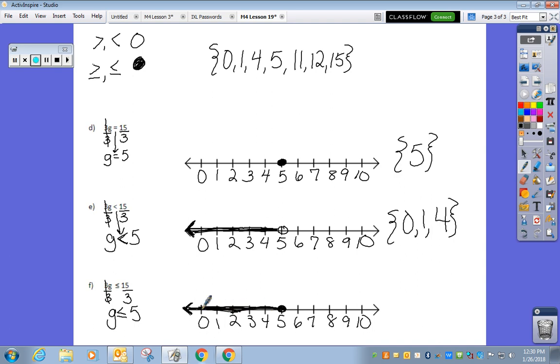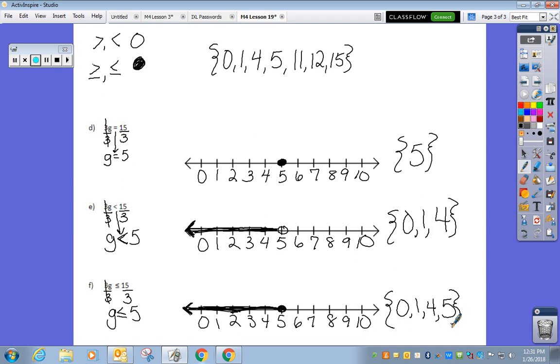Okay, so now in my set of numbers, I'm looking for any number that is less than or equal to 5. So it can include 5 this time. So looking at the set, 0 is less than or equal to 5, 1 is less than or equal to 5, 4 is less than or equal to 5, and 5 is less than or equal to 5. So that would be all of the numbers that would be included in the set.